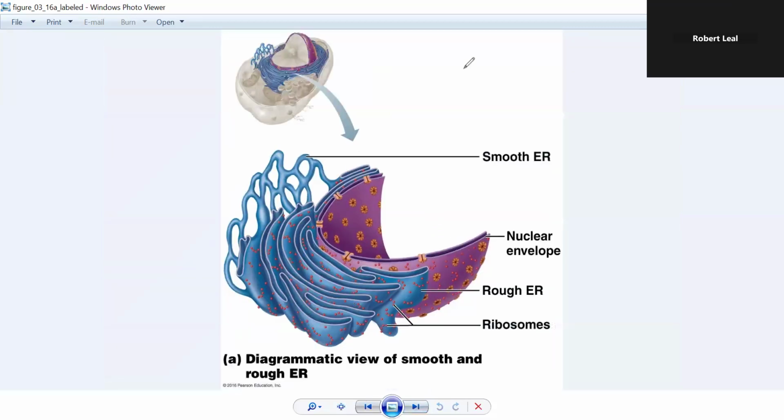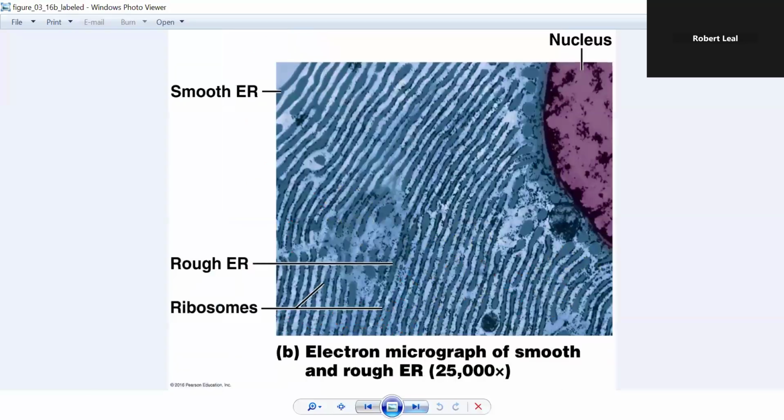And then to focus on the smooth endoplasmic reticulum, the smooth ER is smooth because it's not embedded with ribosomes. And the function of the smooth ER is to, one, we said, make steroids derived from cholesterol, and also to break down harmful toxins. Just looks to be an electron micrograph of the rough endoplasmic reticulum.